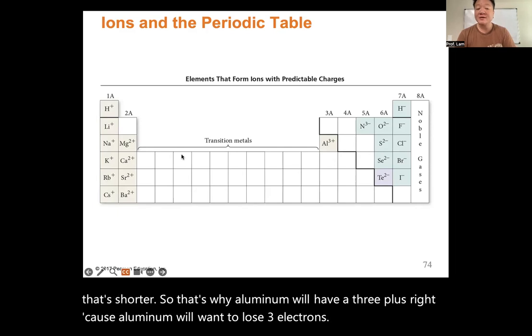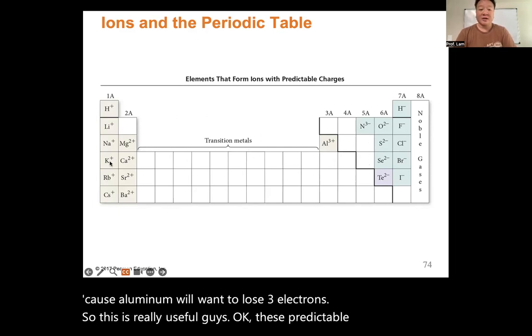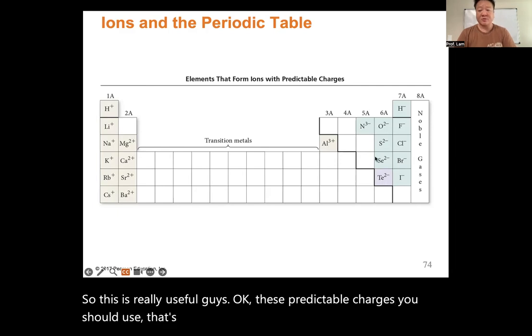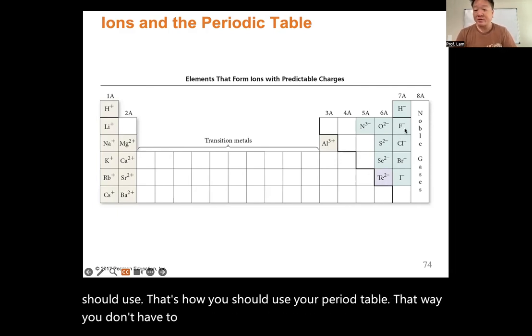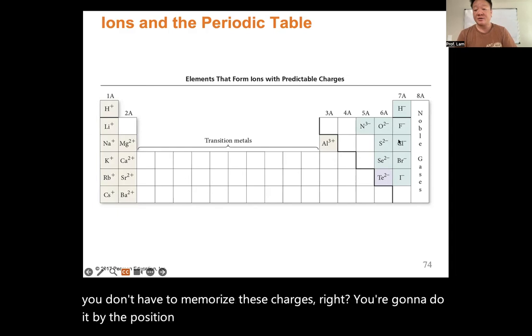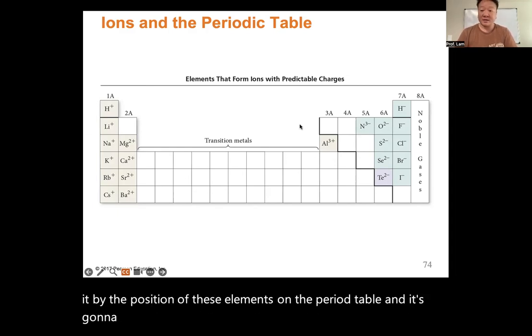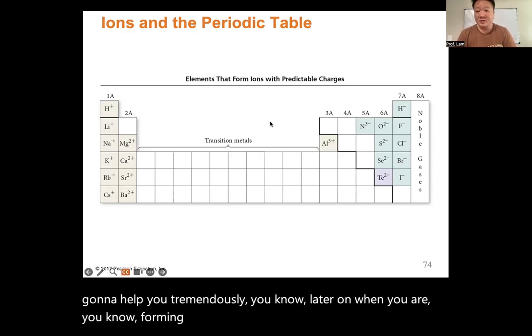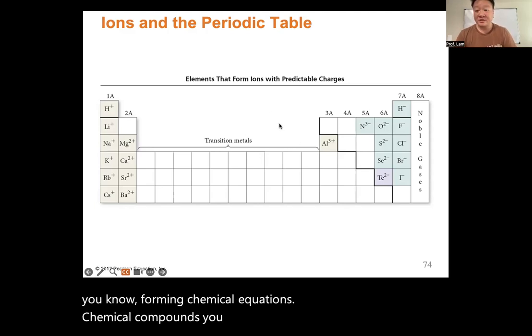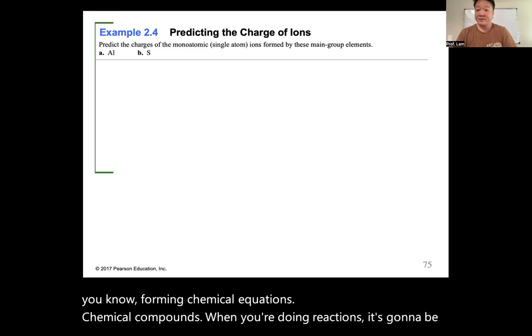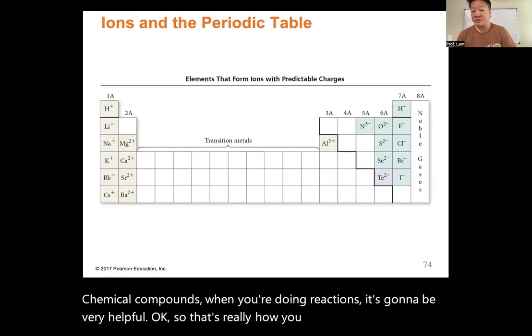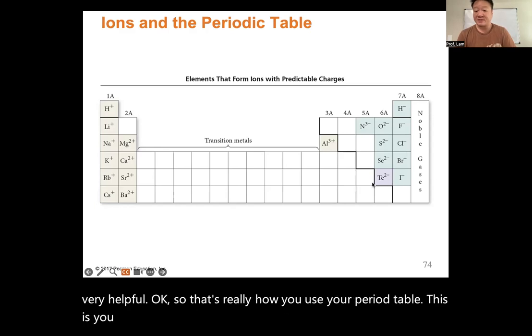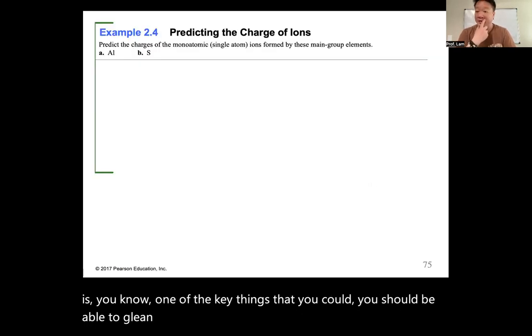So this is really useful, guys. These predictable charges you should use. That's how you should use your periodic table. That way you don't have to memorize these charges. You're going to do it by the position of these elements on the periodic table, and it's going to help you tremendously later on when you are forming chemical equations, chemical compounds, when you're doing reactions. It's going to be very helpful. So that's really how you use your periodic table. This is one of the key things that you should be able to glean from your periodic table, the charge. All right. So let's do these problems.